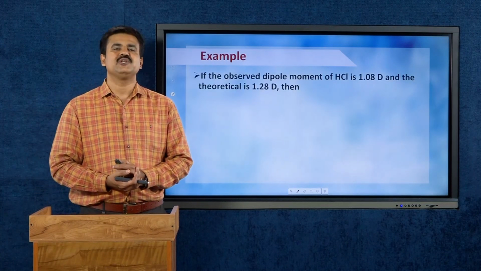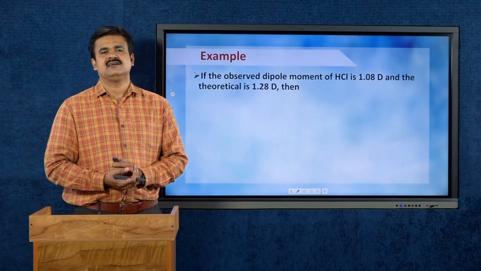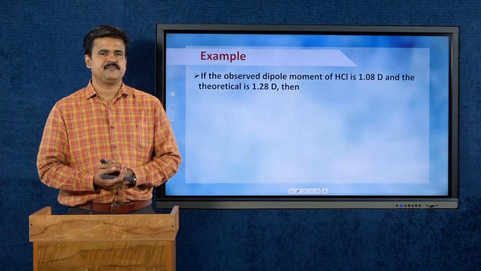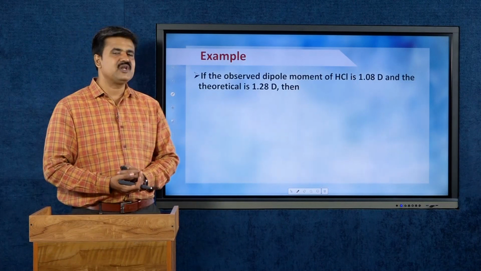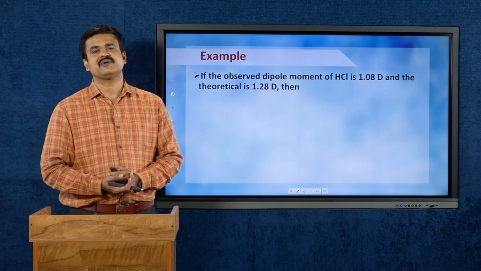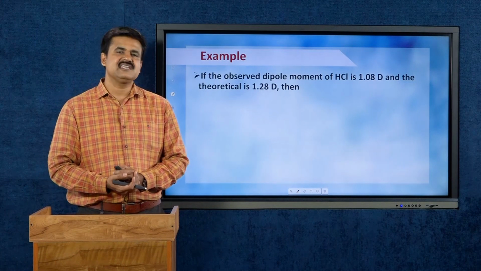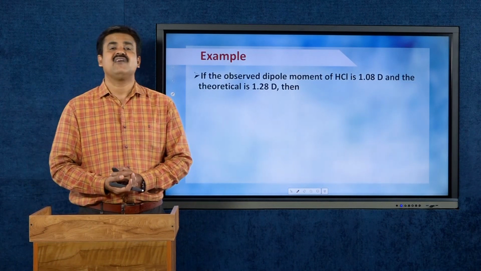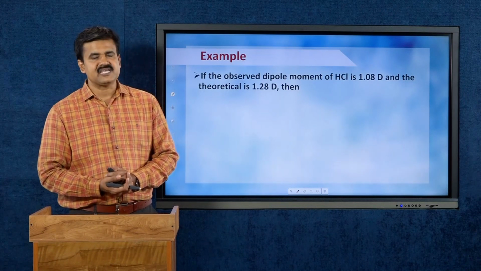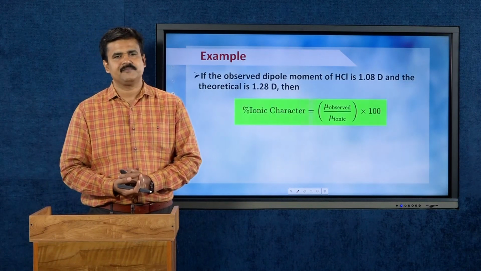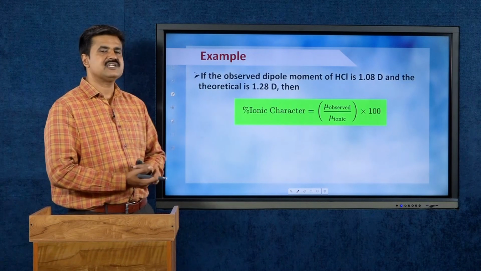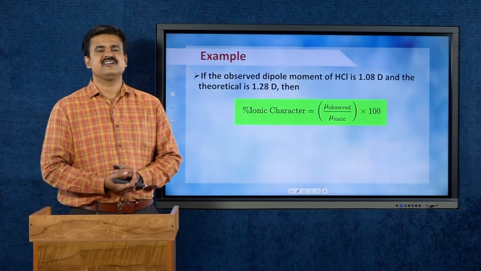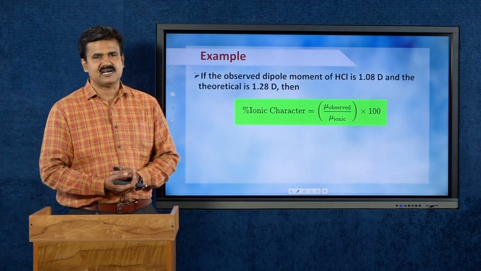Now, we are going to illustrate the Hannay-Smith equation using a specific example. If the observed dipole moment of HCl is 1.08 D and the theoretical value is 1.28 D, then what will be the percentage of ionic character of the HCl molecule? Percentage of ionic character can be calculated by using the expression percentage of ionic character equal to mu observed divided by mu ionic multiplied with 100.